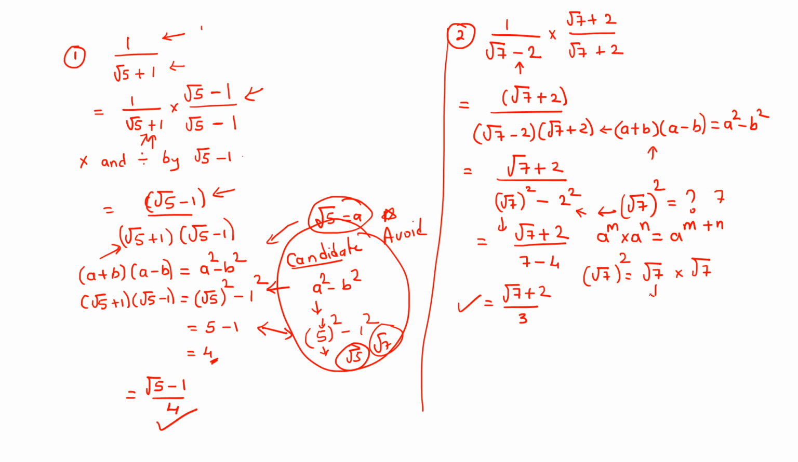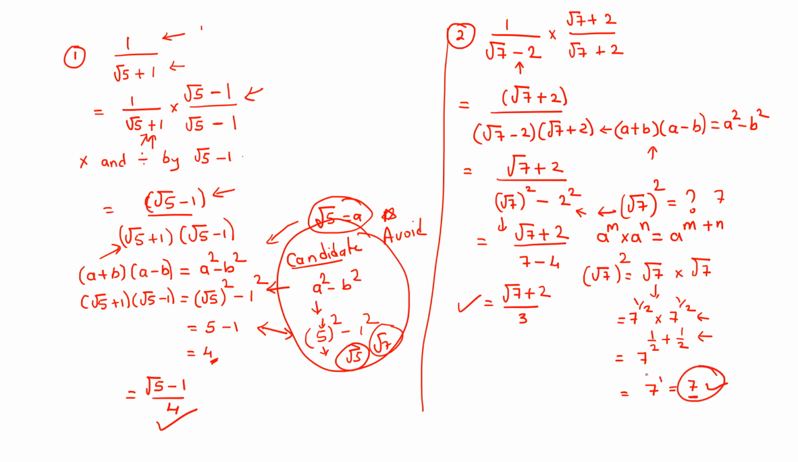So this is nothing but 7 to the power of 1 by 2 into 7 to the power of 1 by 2. Now look at this, the base is common, so I can write 7 to the power of half plus half. So dear students, you already know half plus half is equal to 1. So 7 to the power of 1, and 7 to the power of 1 is always 7.